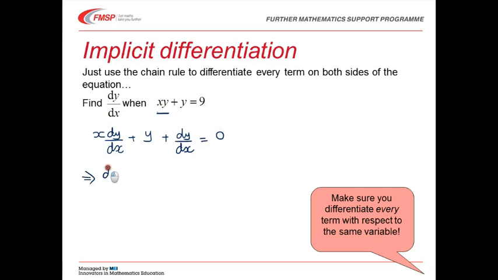Then we can collect terms together, so we want all the terms with dy by dx, x plus 1, and that plus y equals 0, and that gives us dy by dx is equal to minus y over x plus 1.